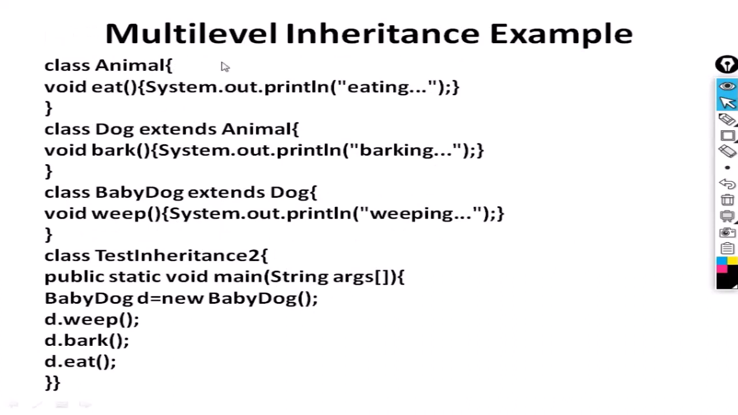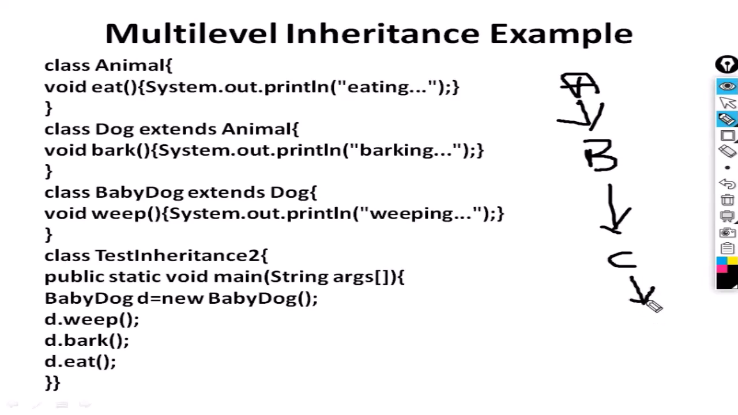Now in today's class we are going to discuss multi-level inheritance. So basically, what is multi-level inheritance? A is a class, and A is going to give some properties to B, and B is going to give some properties to C. This kind of inheritance is called multi-level inheritance. And again C can give some properties to D. In a reverse manner, D extends C, C extends B, B extends A. This kind of inheritance is called multi-level inheritance.